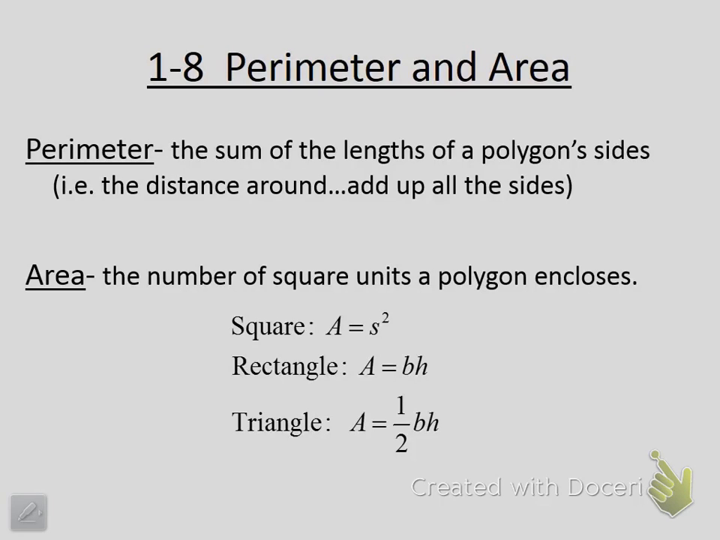So here is the area for a square, a rectangle, and a triangle. I would just recommend memorizing these. Okay, a square is s squared because the sides are the same. Okay, a rectangle, since the sides aren't the same, it's just base times height. And then a triangle is 1/2 because you're taking the half of a triangle and then doing the base times the height. So it's a little bit different.